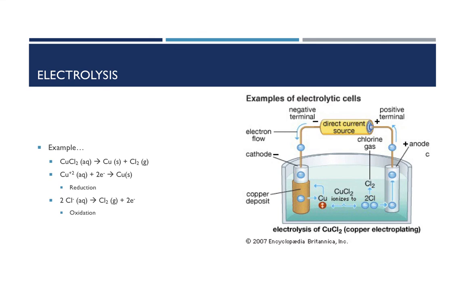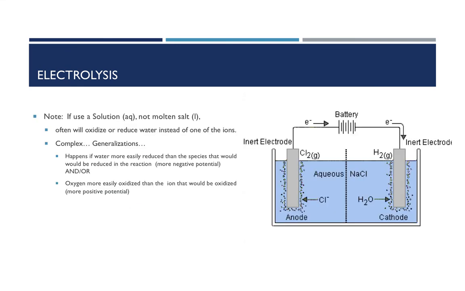Okay. Another example, copper chloride. It's changing into solid copper and chlorine gas. Half reactions for this: copper ion plus 2 electrons goes to solid copper. In that case, we are gaining electrons, so there's our reduction. Chloride goes to chlorine gas plus 2 electrons. Electrons are being lost, so there's oxidation. Once again, the battery or current source would need to have a voltage that is greater than the voltage of this cell.